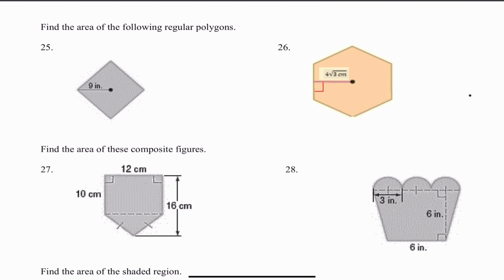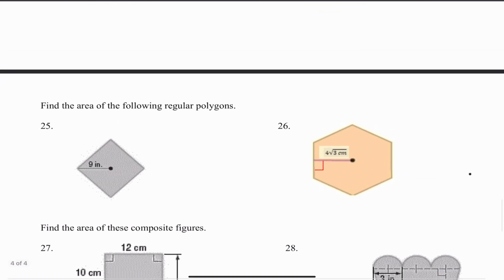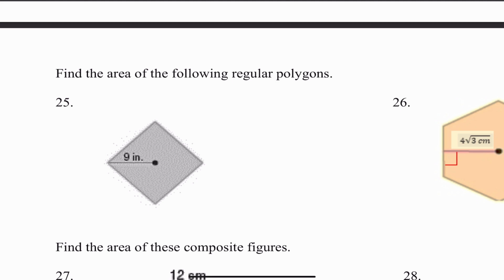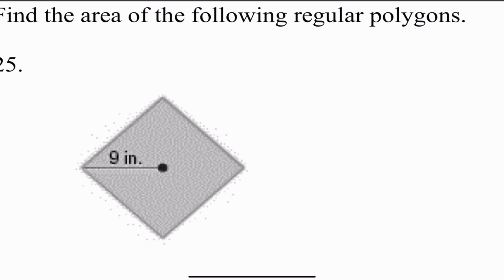The final page of the test review. So let's take a look at number 25 to 33. Number 25, this is a regular polygon, so we can safely assume that this is a square. So what I'm going to do is create my central angle.